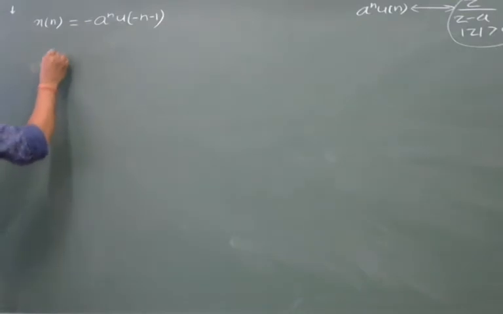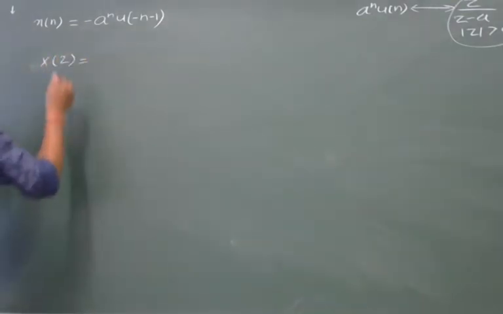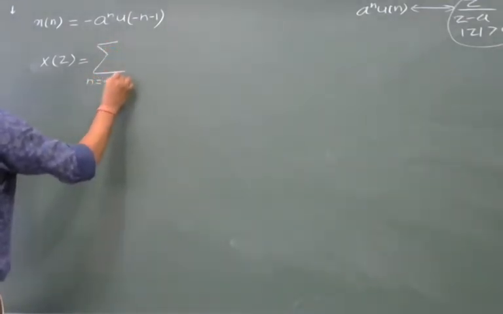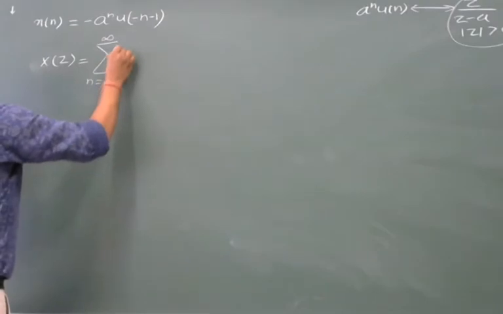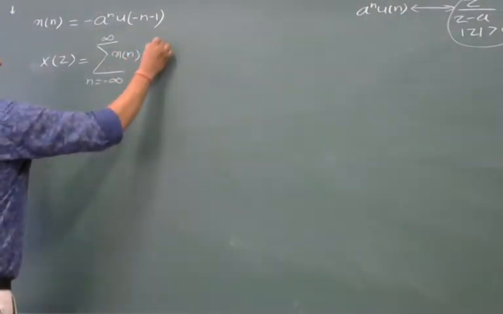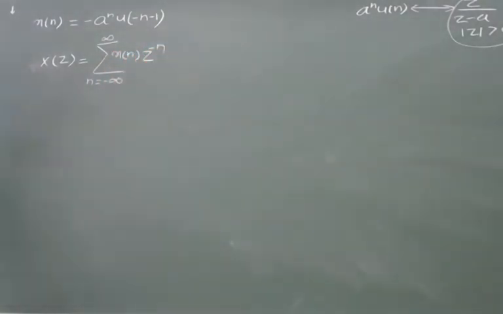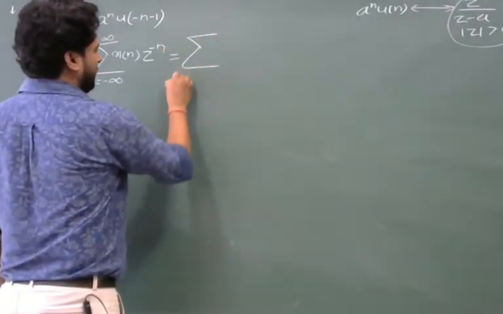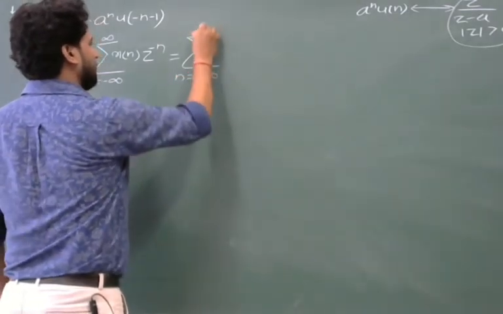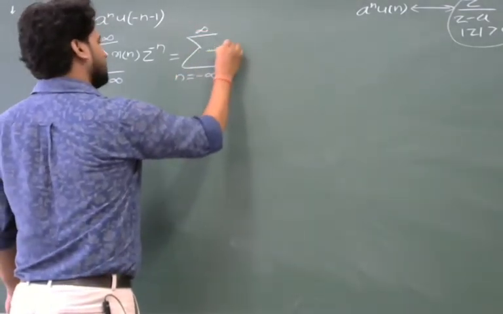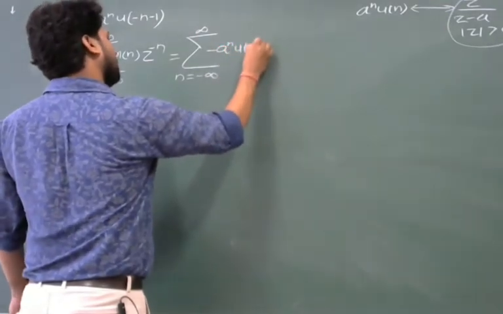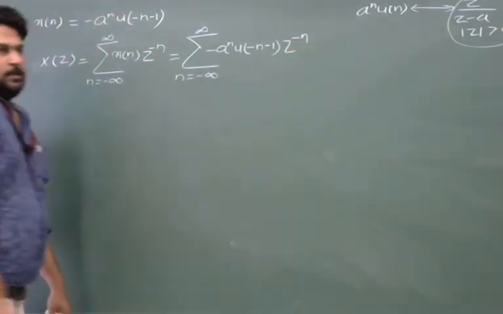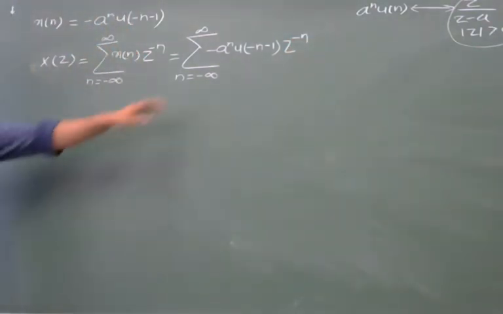To get the z transform, we will use the same relation, sigma n from minus infinity to plus infinity x of n z power minus n. Put the value of x of n here. This will become sigma n from minus infinity to plus infinity minus a power n u of minus n minus 1 z power minus n. So in this case, we have to decide the limit.